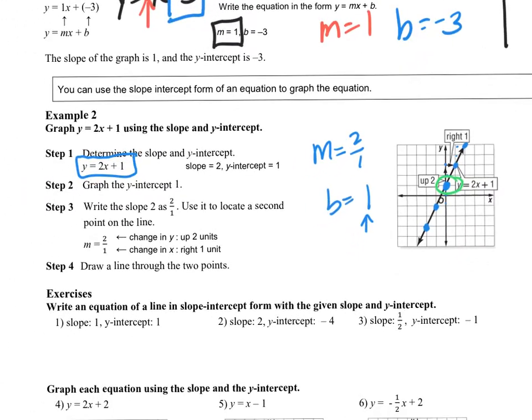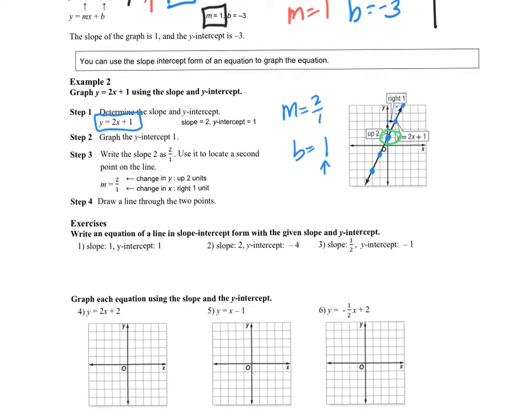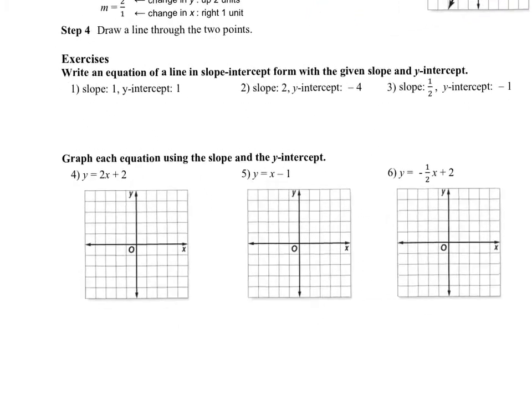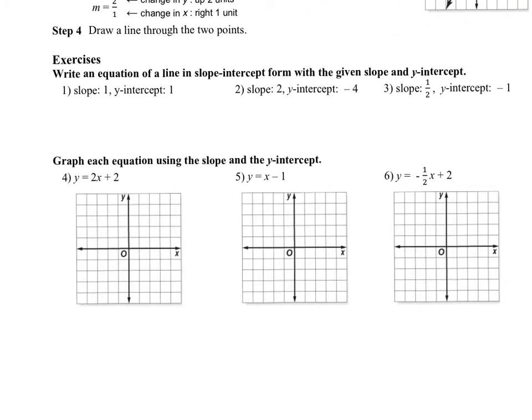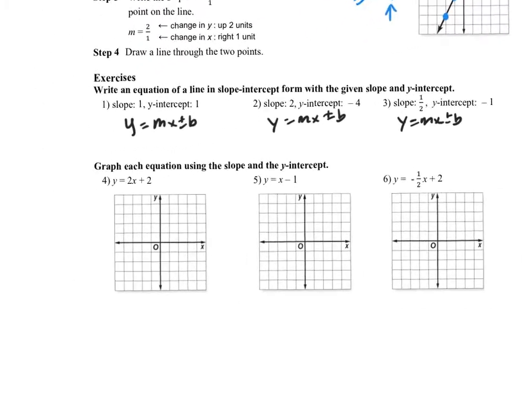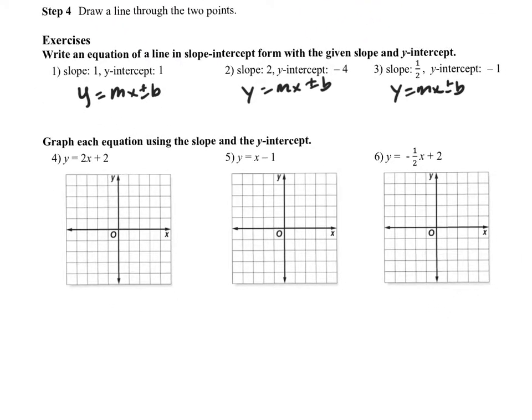We're going to do some examples, and I hope that'll clear it up. Write an equation of a line in slope-intercept form with the given slope and y-intercept. Every time I'm going to use this form. It's going to be plus or minus right here, so we're going to fill it in. What's that line under the b? It can be plus or minus. That means plus or minus right there.